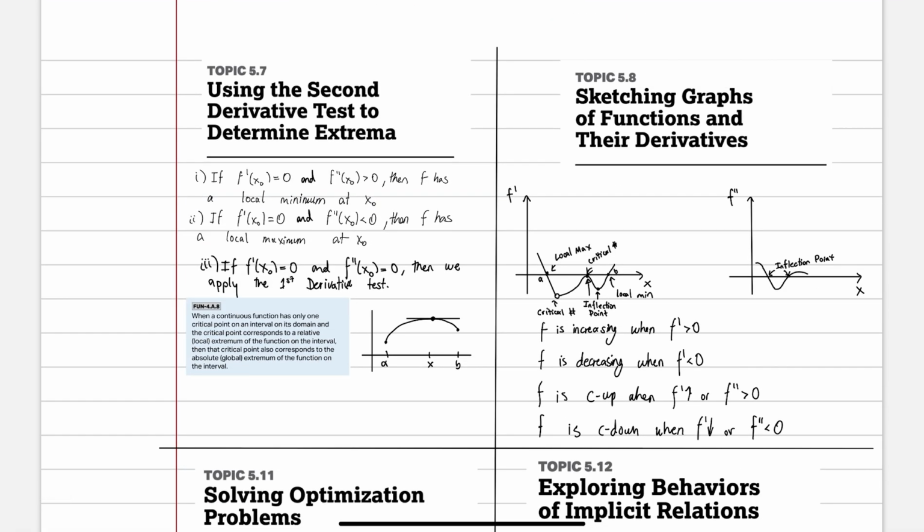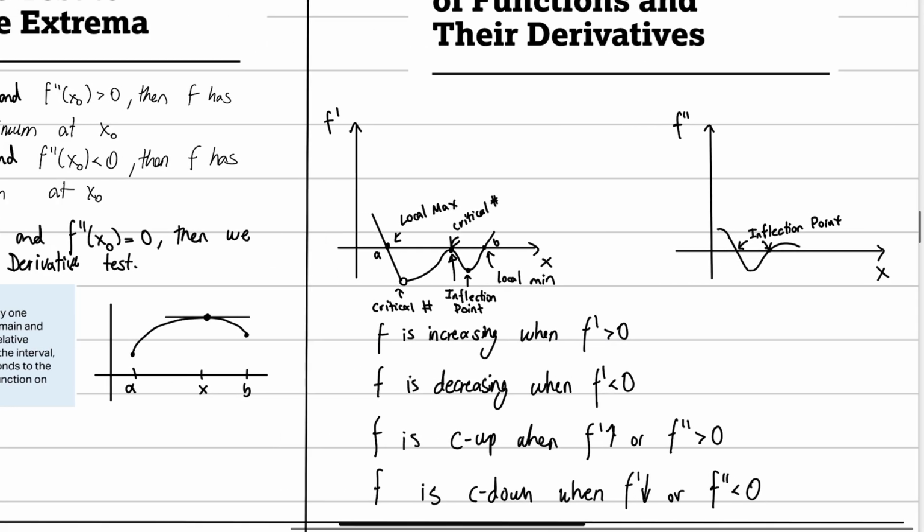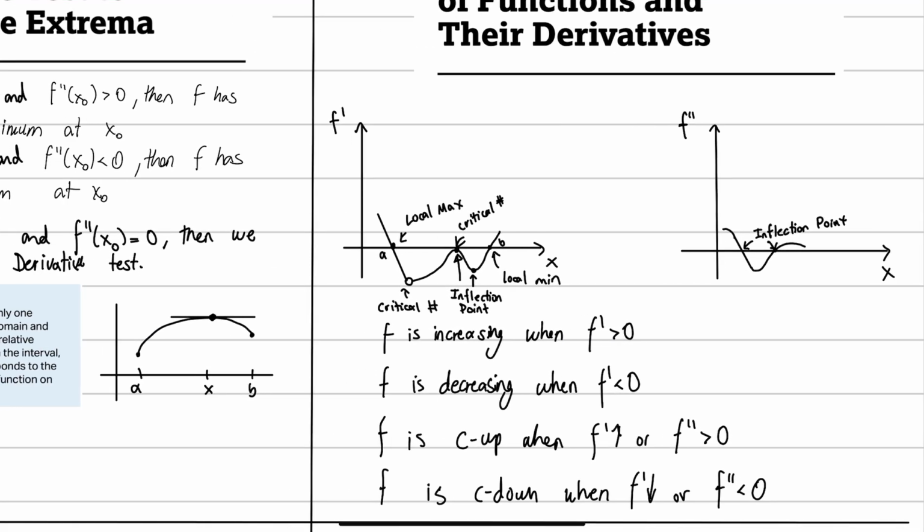Topic 5.8, all right? Although you're not going to be assessed on sketching graphs anymore, although they used to ask that, you should know some critical features of the first and second derivative and what they tell us. Here I outlined it. If f prime is positive, f is increasing, right? So interpret that graphically. When f prime goes from above the x-axis to below, it's a local max, and if it goes from below to above, it's a local min.